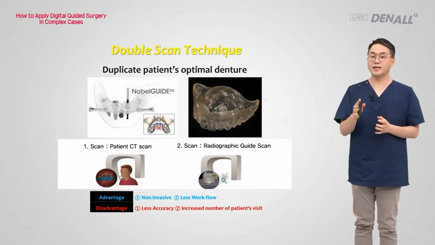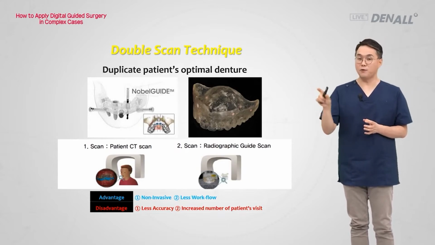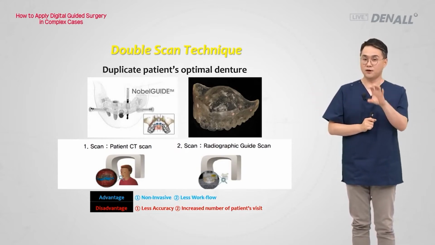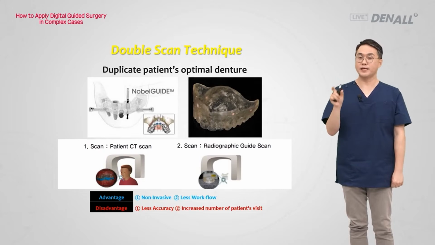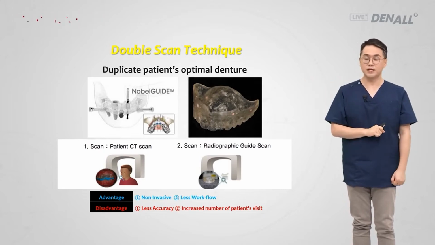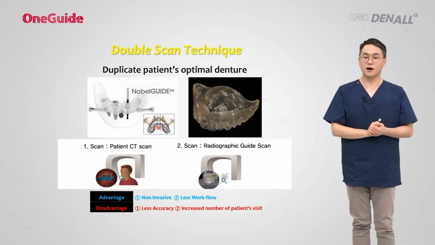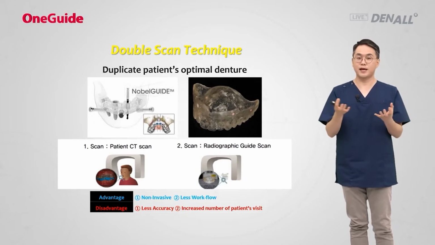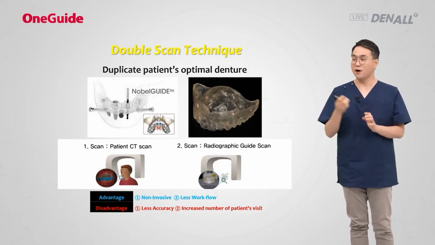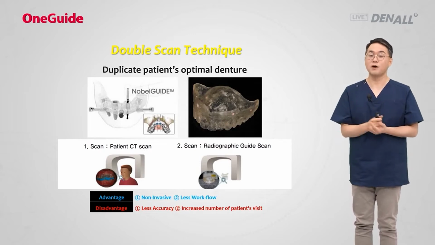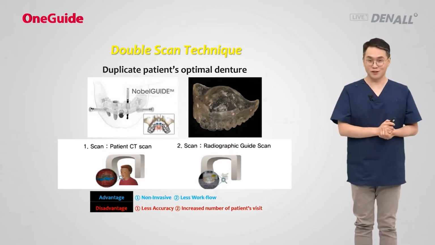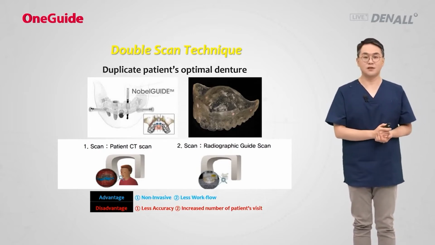The patient wears that denture in the mouth, and the first CT is taken. After that, it is removed from the patient. In the place where the denture was, the replicated denture with the radio-opaque markers is put in, and only that will be filmed. After that, in the planning program, the two are merged by superimposing them. And this is the double scan technique.